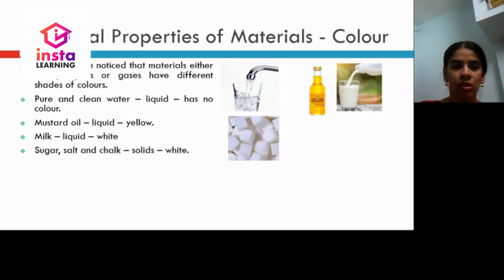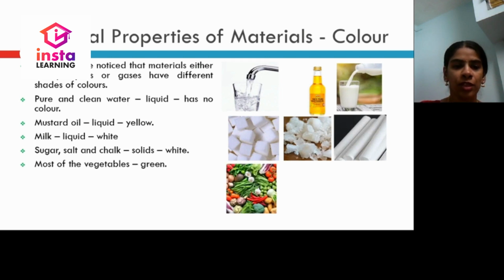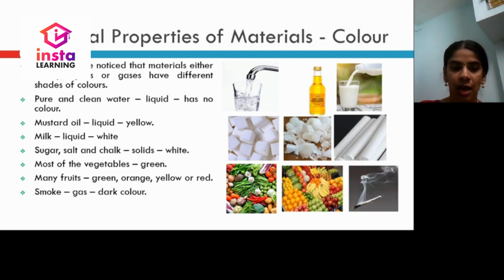Sugar, salt and chalk are solids. These are white in color. Most of the vegetables are green in color. Most of the fruits are green, orange, yellow or red in color. Smoke is a gas which is dark in color.